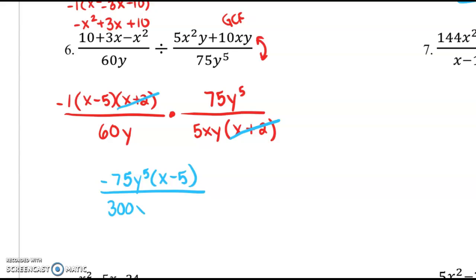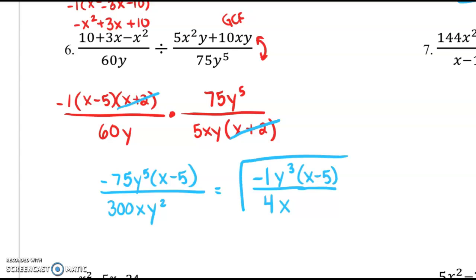300xy squared. All right, now I'm going to simplify. So 75 over 300 can reduce to a negative 1/4. Okay, my y's are going to be y to the 3rd, and then there's going to be an x that stays at the bottom, and then I still need to include the x minus 5. You don't really need that negative 1 there. You could put just the negative, or you could put the negative down with the 4.